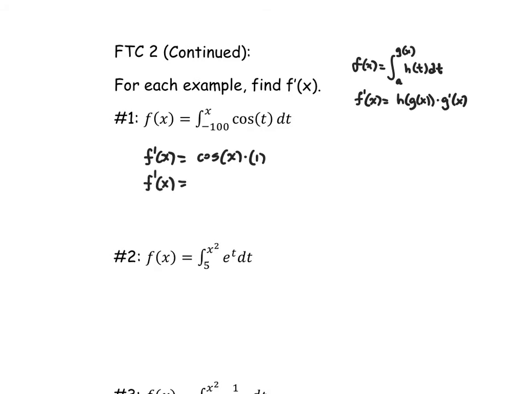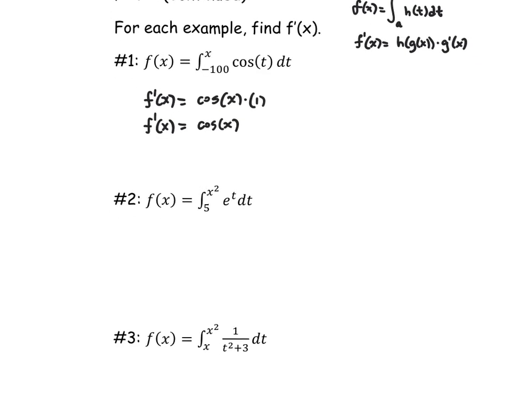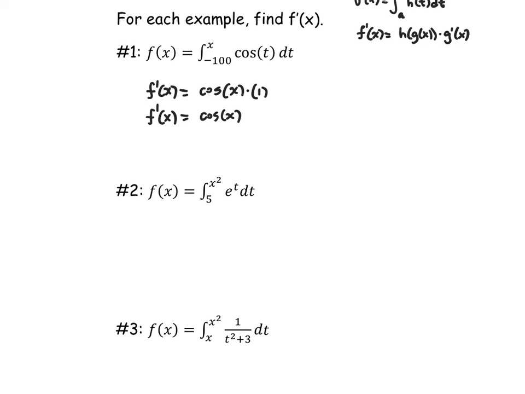So it looks like the derivative is cosine of x. Okay, let's continue on and look at number 2. All right, so we've got a little bit more to do here. The derivative in the last one of g of x was simply 1. The derivative here for g of x is not going to be 1.